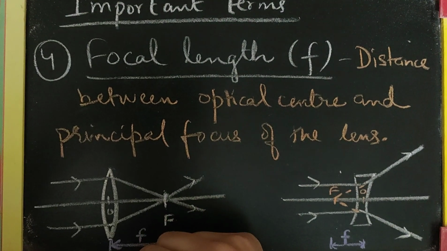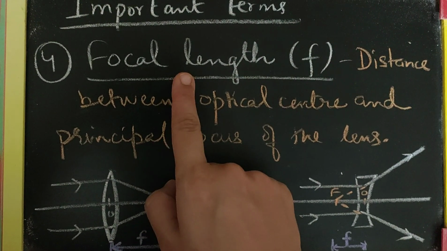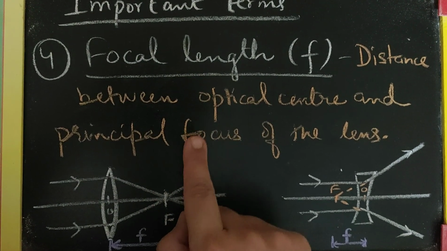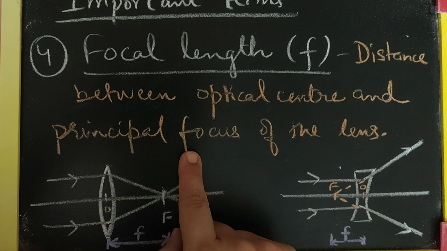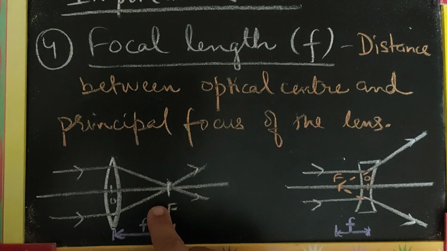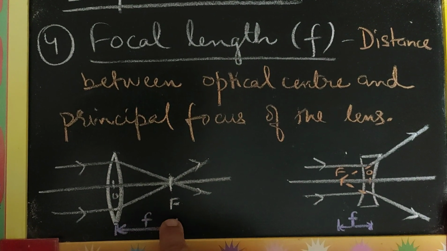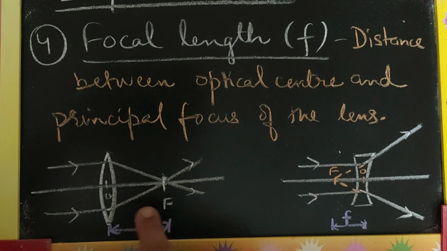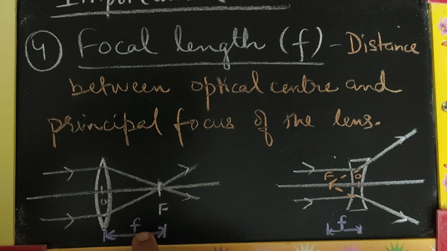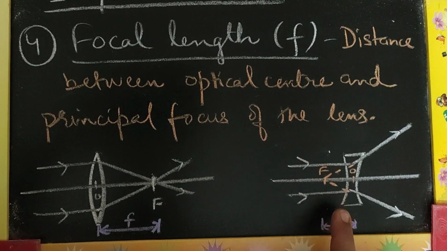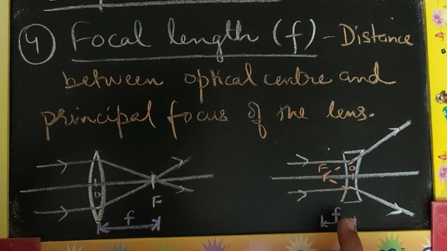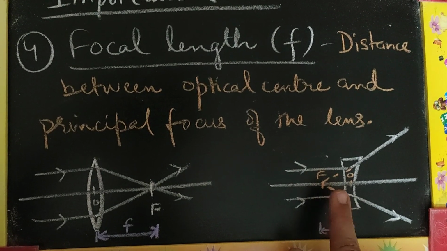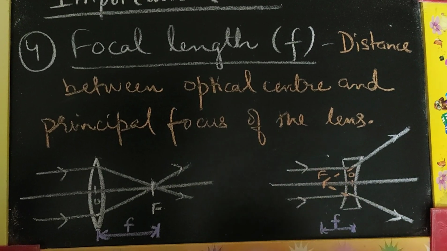The last important term that we are going to discuss for lenses is the focal length of the lens. It is the distance between the optical center and the principal focus of the lens. So, in this diagram, you can clearly see the distance between the optical center and the principal focus. This distance is known as the focal length of the lens. Similarly, for a concave lens, this is the distance between the optical center and the principal focus. So, this is the focal length of the concave lens.